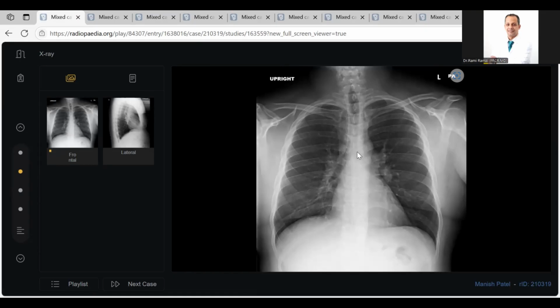What is the name of this sign, please? So this is the Garland triad sign, in which there is lymphadenopathy in both parahilar as well as paratracheal regions.